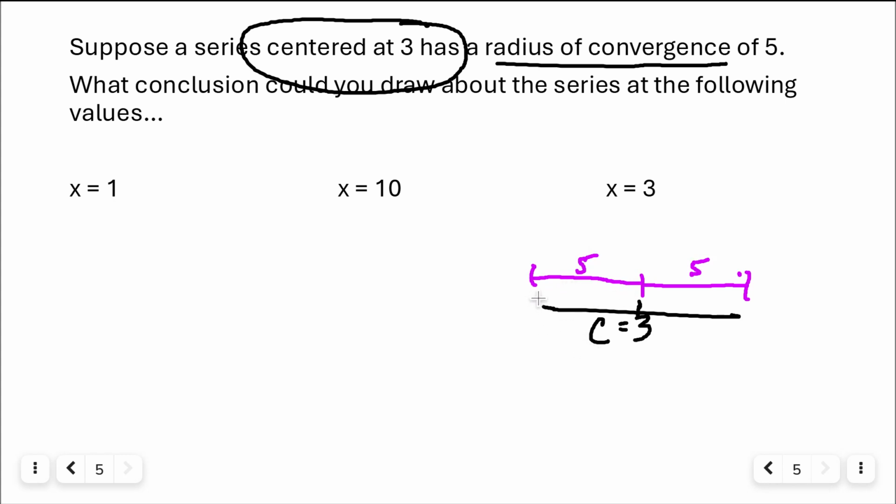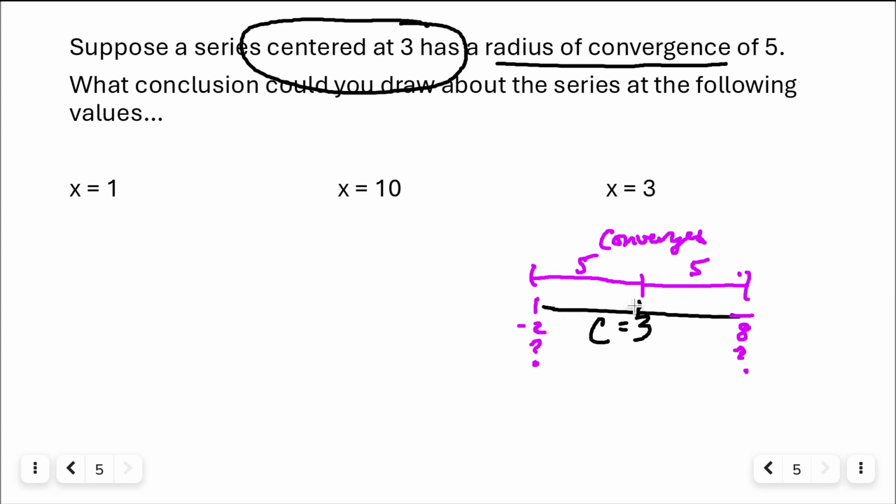Now, I do have to be a little bit careful. I don't know what happens at either one of the endpoints. And you'll see why in the next video. Okay? I don't know what happens at either one of these endpoints. But I know that this series converges certainly for any value of x between -2 and 8. I know that for certain.